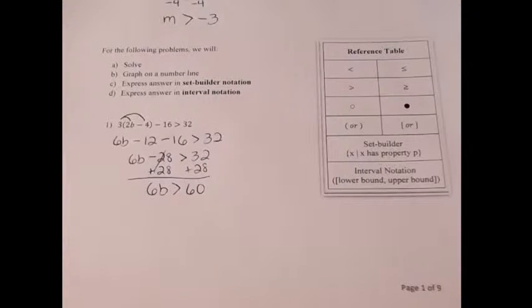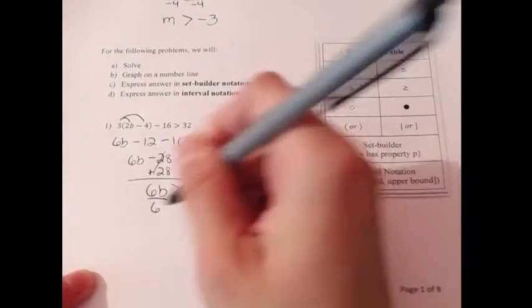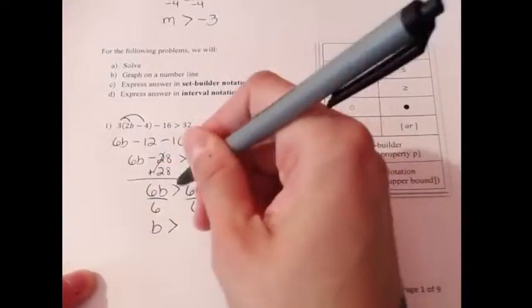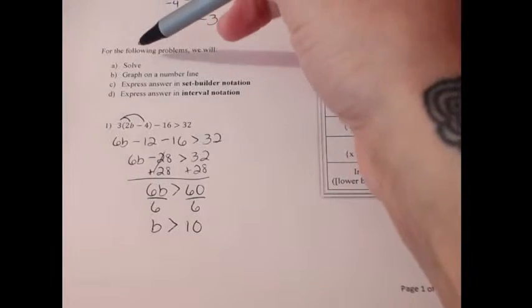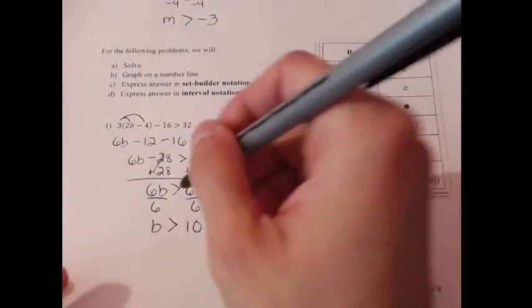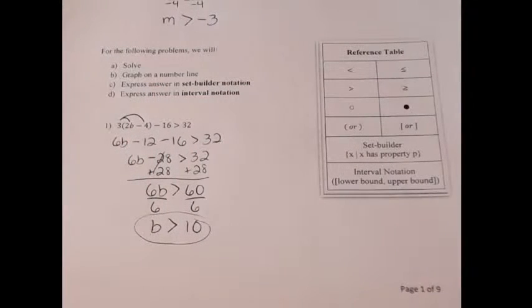Last step, I need to divide by 6 so that I can isolate b. Keep in mind that I'm dividing by a positive 6. So because I'm dividing by a positive 6, I do not need to flip the direction of the inequality symbol. So for part A, it asks us to solve. Here is the solution. B is greater than 10.